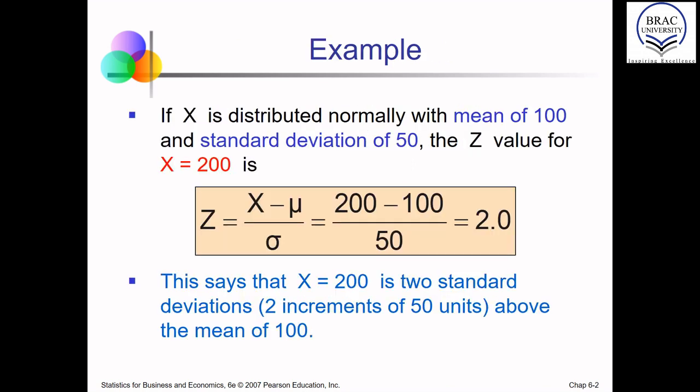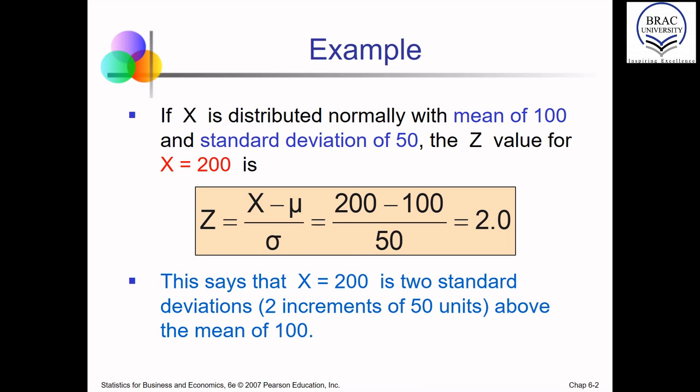Let's now look at an example. If X is distributed normally with a mean of 100 and standard deviation of 50, the Z value for X is 200. So X is given, which is 200. The mean and standard deviation of the normal distribution are also given, which are 100 and 50 respectively. All you have to do is find the Z value.